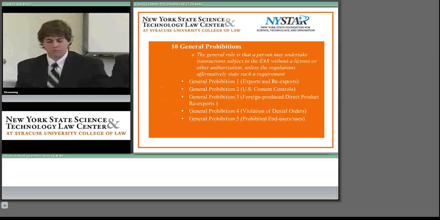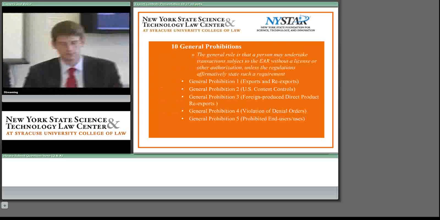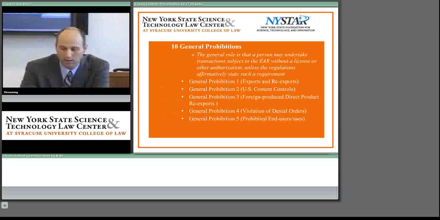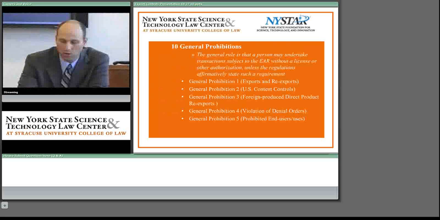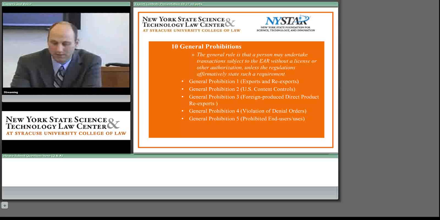Regulations are composed of 10 general prohibitions. The general rule is that a person may undertake transactions subject to the EAR without a license or other authorization unless the regulations affirmatively state such a requirement. General Prohibition 1 sets out the broad scheme whereby you will need a license or a license exception for items subject to the EAR when they're going to a country that requires a license based on the country chart.